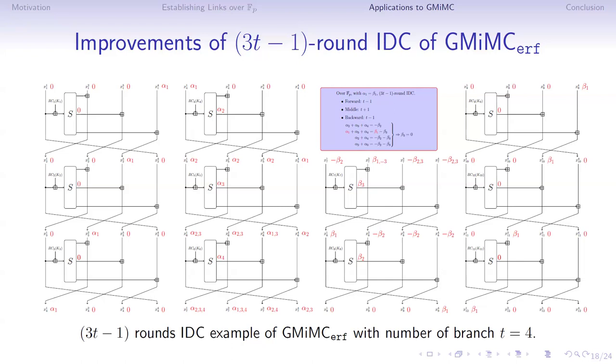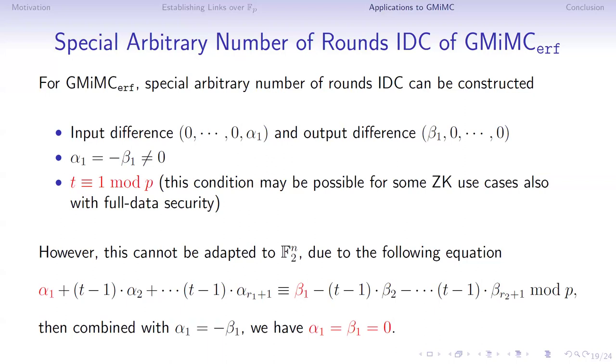Now with the algebraic equation-based system, we add two extra conditions. One is alpha 1 equals the negative of beta 1, and the other is t minus 1 modulo p equals 0. Then for the any-rounds impossible differential system we showed on the previous page, we now will have these equations. Remember that we have this extra condition, so this equation will reduce to alpha 1 equals beta 1. Combined with the equation we set on the input difference, we then lead to a new contradiction, so an impossible differential for any number of rounds can be obtained.